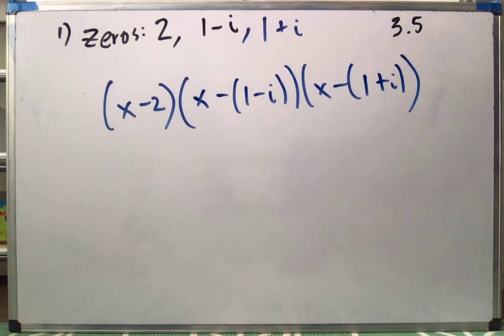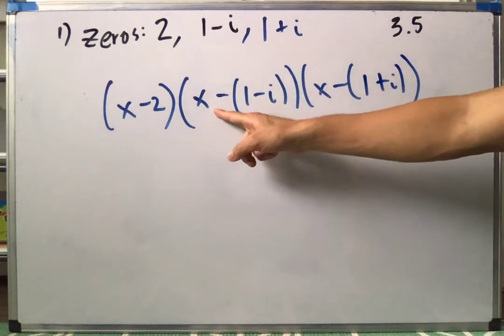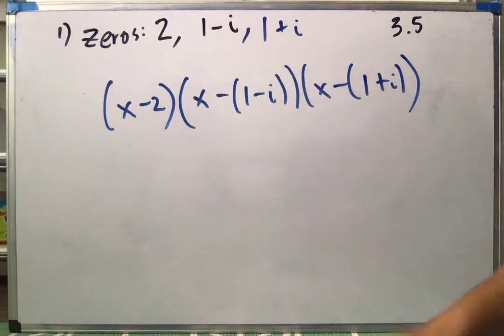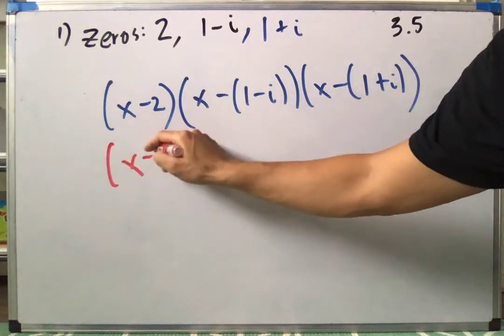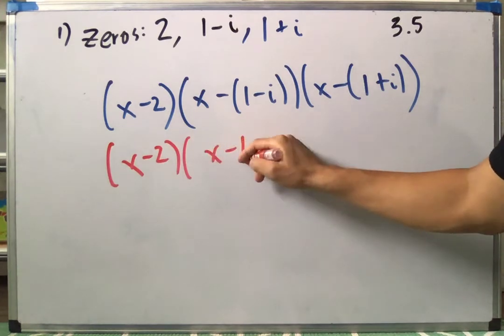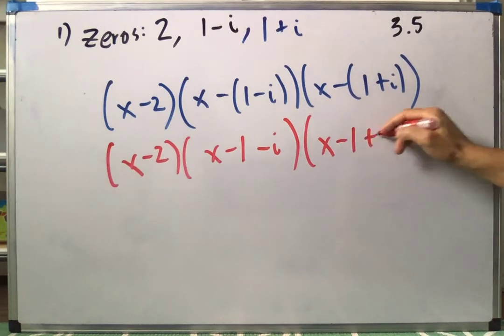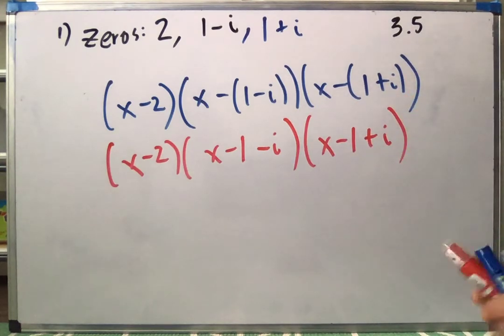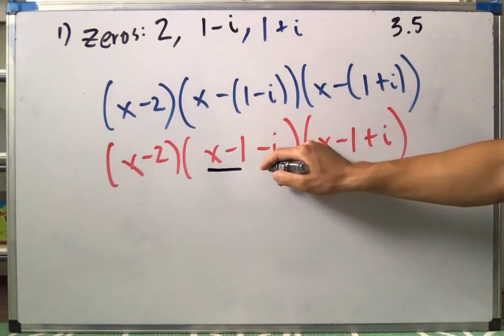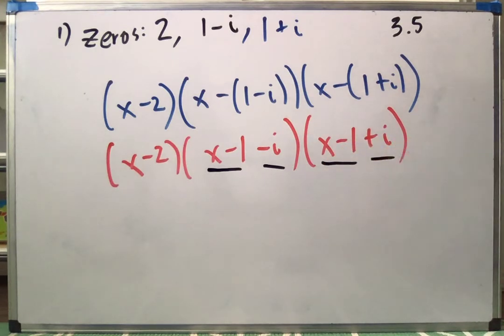Now that's the original way that I write it out, but to make my multiplication easier, I'm going to get rid of these parentheses. So what that's going to look like is this part stays the same, x minus 2. This part becomes x minus 1 minus i. This part is x minus 1 plus i. If you look very carefully, what you should notice here is that you really have a difference of squares. This is x minus 1 minus i and x minus 1 plus i. Do you see that? We have the minus on one hand and plus on the other hand.